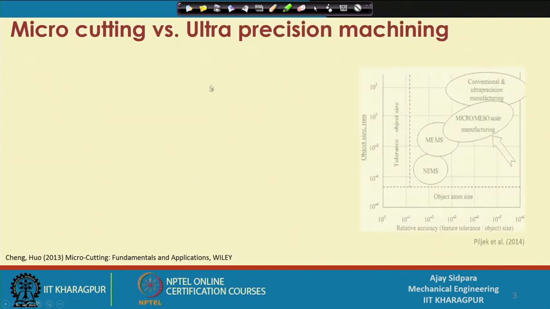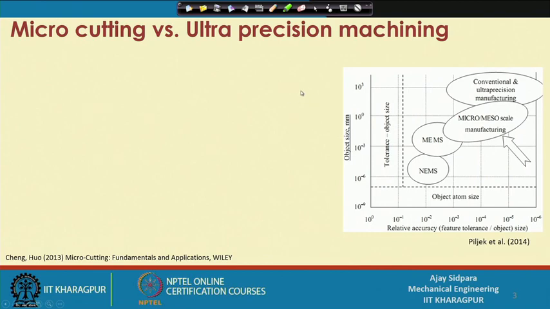Now, we discussed this a long time before, when we covered the introduction section. I am again putting this graph here, because it tells you where diamond turning, or ultra precision manufacturing, sits in a graph of object size versus relative accuracy. Micromachining is at this location, where part size is in tenths of a millimeter to a few hundreds of microns.